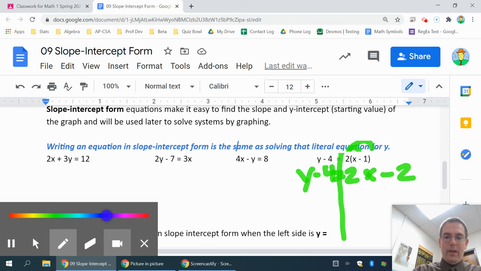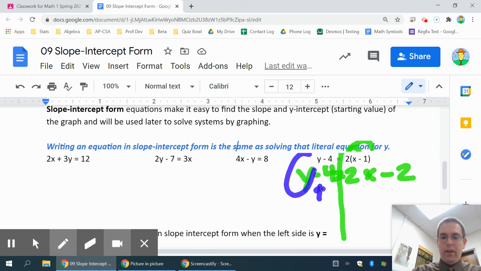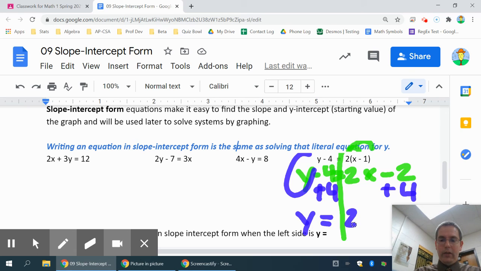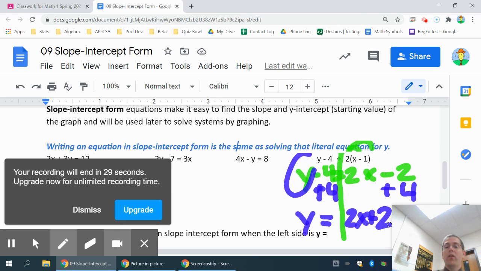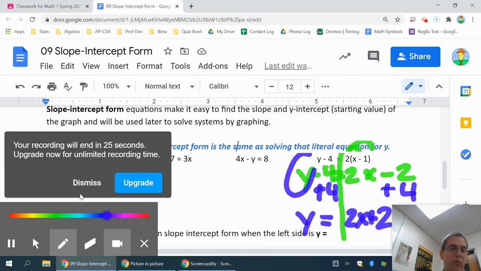So to get y by itself, I'm going to need to add 4 to both sides. In this case, since I have a 2 there, there are like terms, so my final answer would be y equals 2x plus 2. Y equals 2x plus 2. So just combining the like terms there since there were, and that's how you do those. So slope-intercept form, the y is in front, the y equals in front, and then on the right-hand side, the x term in front of the number term.